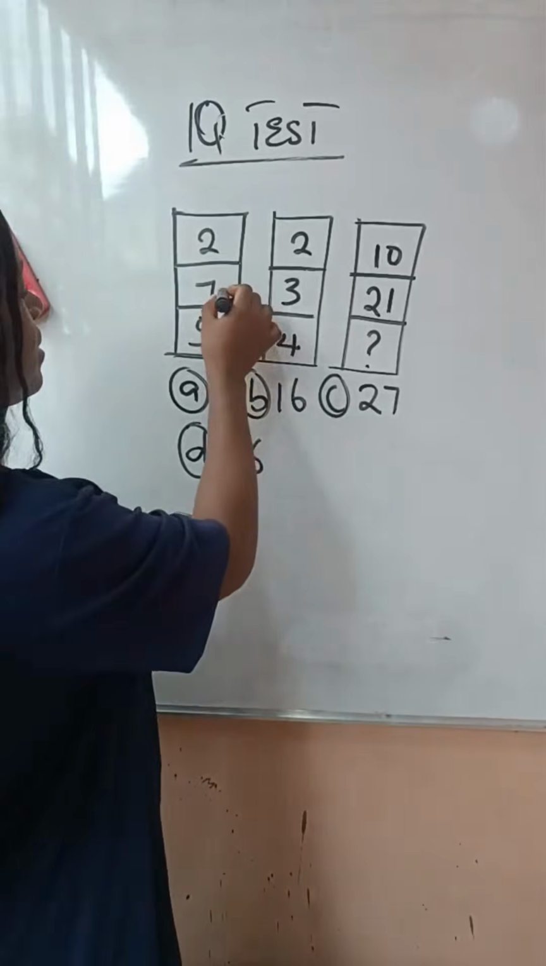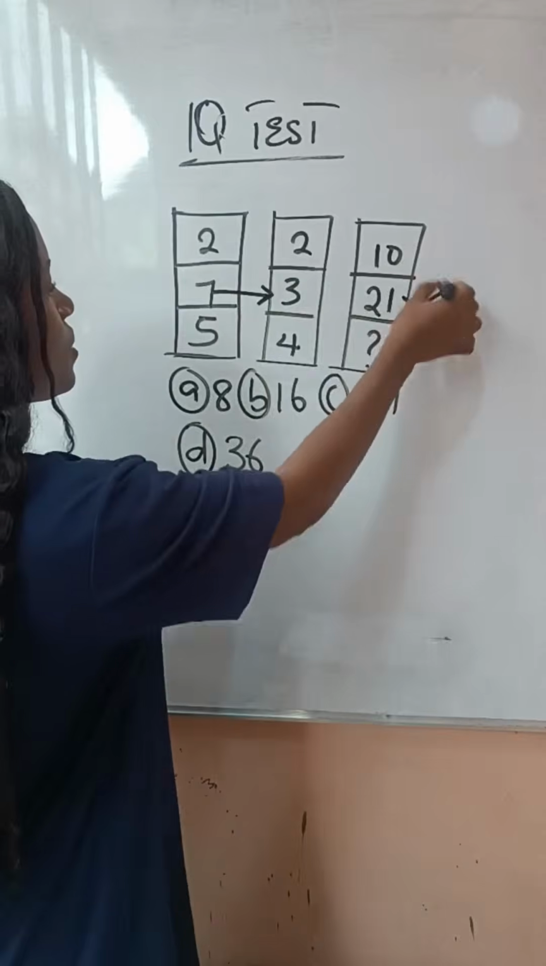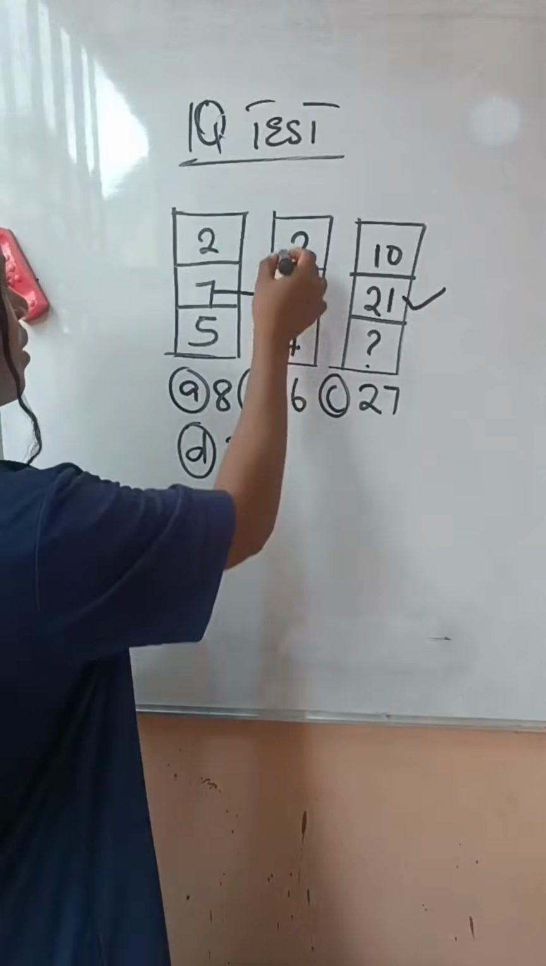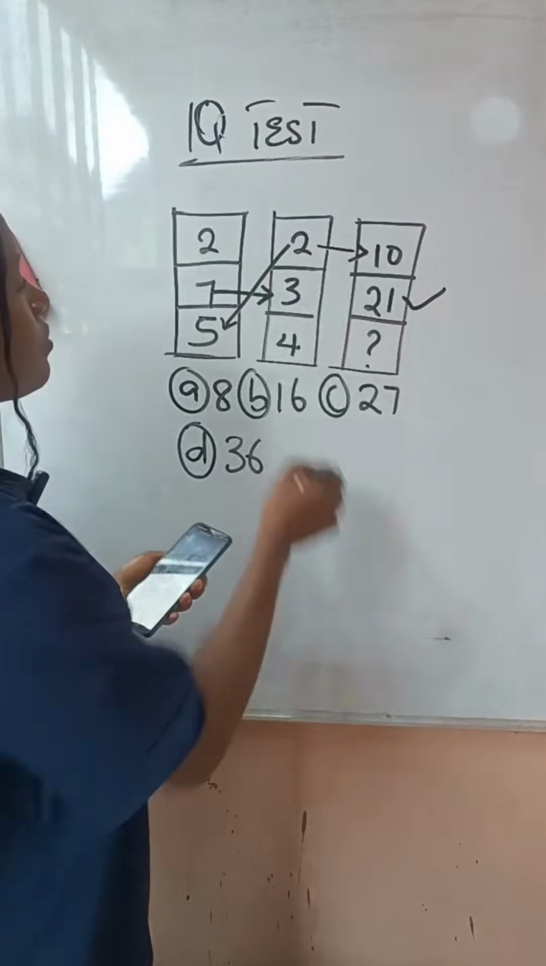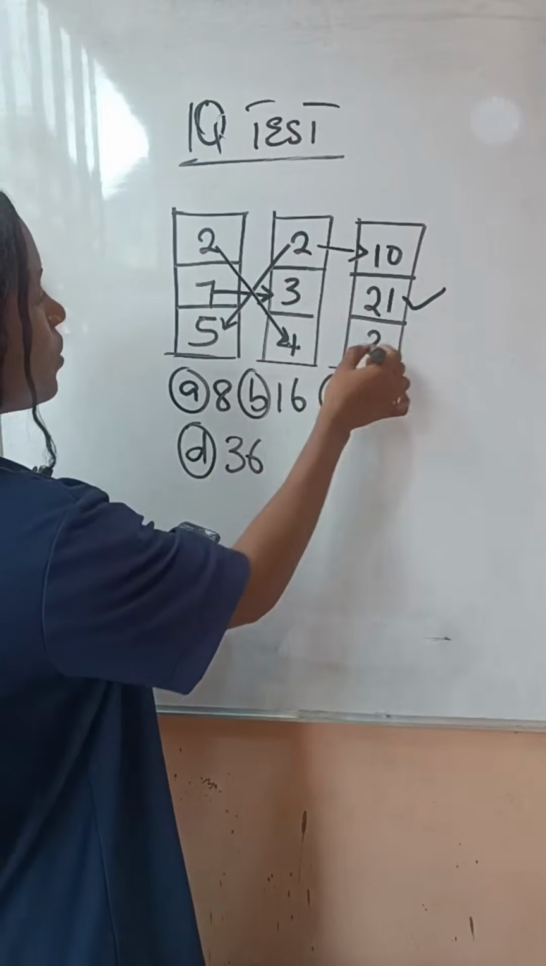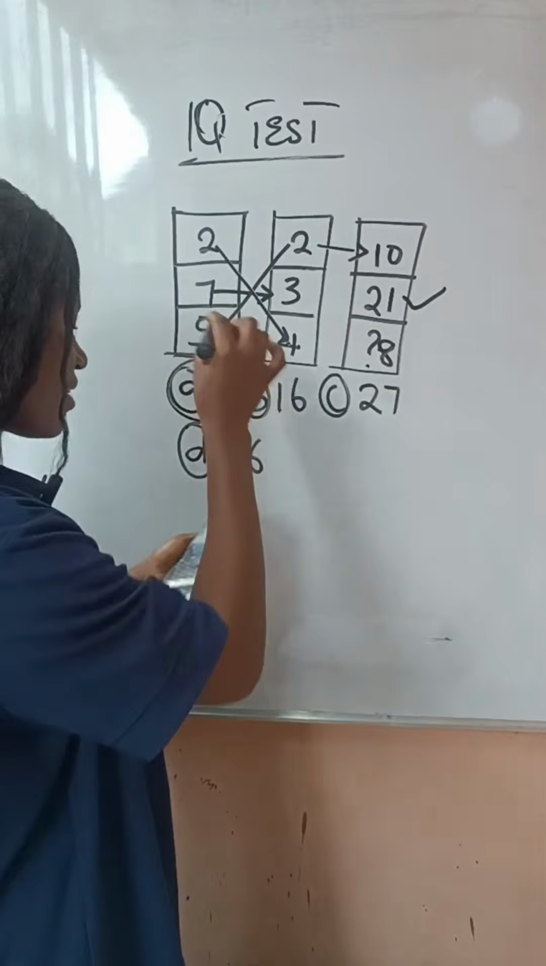You can see something that 7 times 3 will give you 21. 5 times 2 will give you what? 10. So 2 times 4 will give you 8. And that is the answer.